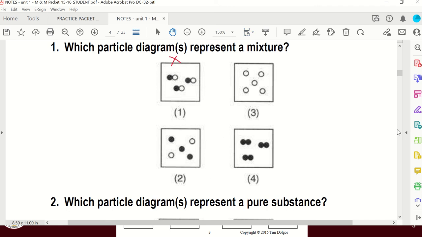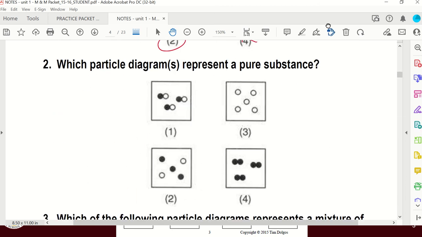Okay, so it's not this one. And this one looks the same throughout, same number of atoms, same type of atoms. This is definitely an element, so not this one. We're looking again for a mixture. Here we have two different compounds together, and so this will be a mixture. This is a diatomic element, definitely not a mixture.